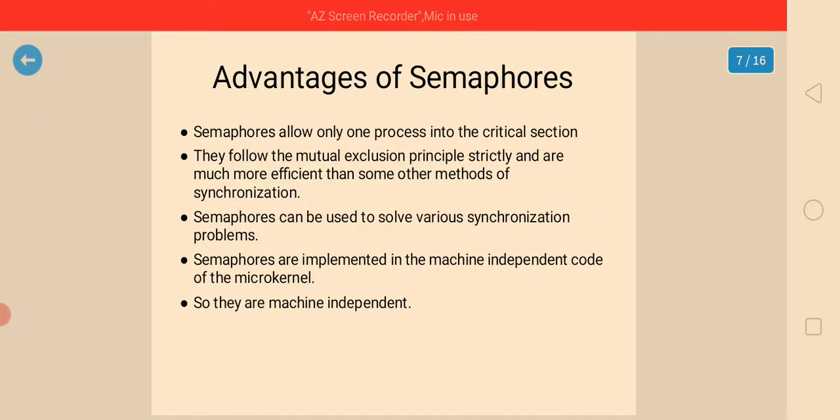Next, what are the advantages of semaphores? Semaphores allow only one process into the critical section. They follow the mutual exclusion principle strictly and are much more efficient than some other methods of synchronization.